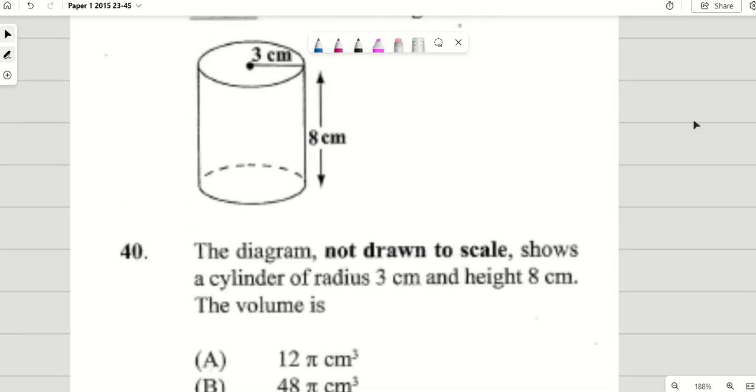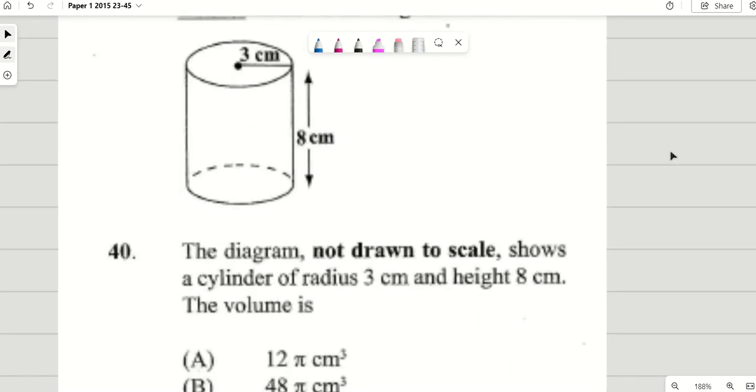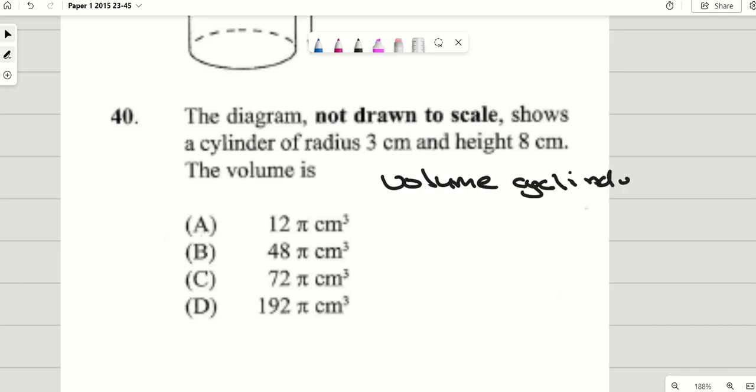This question is repeated a few times as well. Sometimes they don't bring it as 3 centimeters, they give you it as a whole 6 centimeters. But anyway, let's do it. Item 40 refers to the diagram below. The diagram, not drawn to scale, shows a cylinder of radius 3 and a height of 8 centimeters. The volume is, if you don't know the volume of a cylinder, remember I said the formula sheet has these formulas, okay?